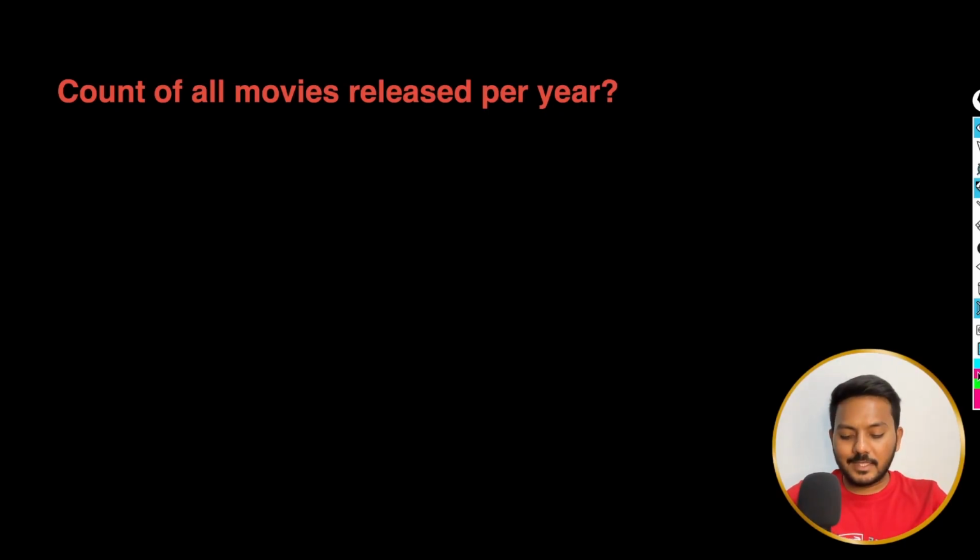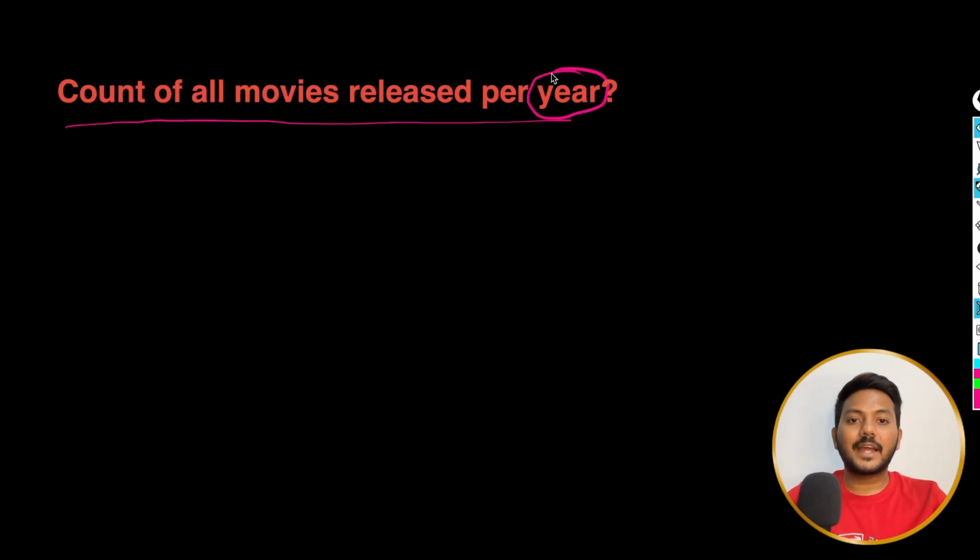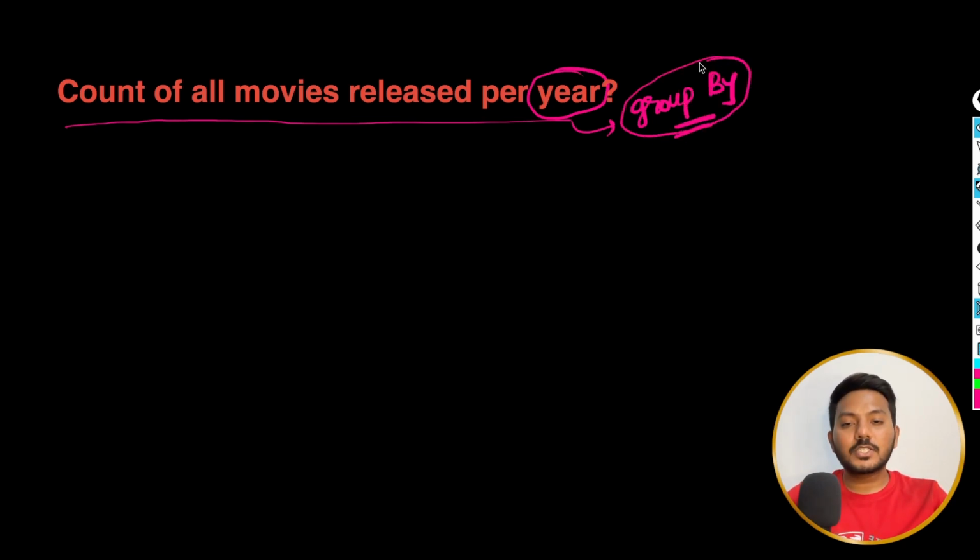Let's try to answer this question. If someone asks you, get me the count of all the movies released in every year, how can you do it? You cannot do this by using all the commands that we learned so far, like distinct and where condition. To specifically do these kinds of tasks, we have a command called group by, and we will understand this in detail, and also how it works in the backend. We have learned extensively about group by in data frames as well. A similar concept is applicable here.